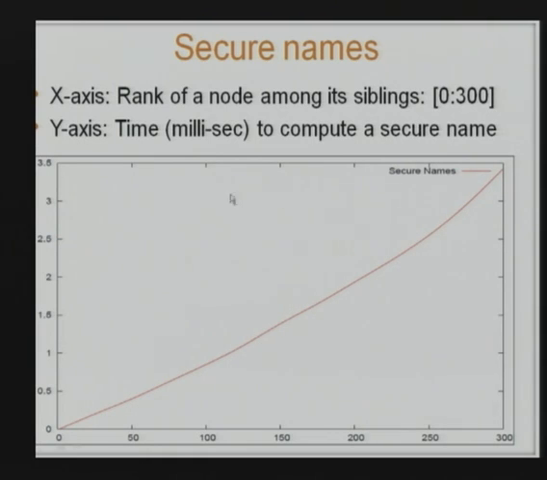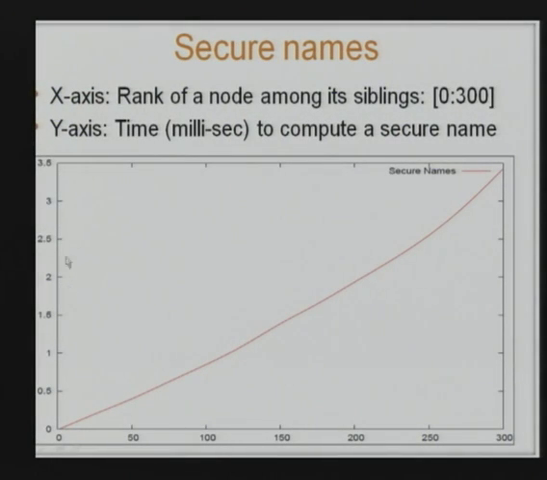Now, what it shows is the rank of a node. If we take 300 nodes, the rank is i, the ith sibling. So the rank of the node versus the time it takes in milliseconds to compute the secure name. For the 300th node, it takes about 3.5 milliseconds. That means the secure names for 299 other siblings have already been computed, because it has to retry and figure out which bit positions j and j prime would work for it.